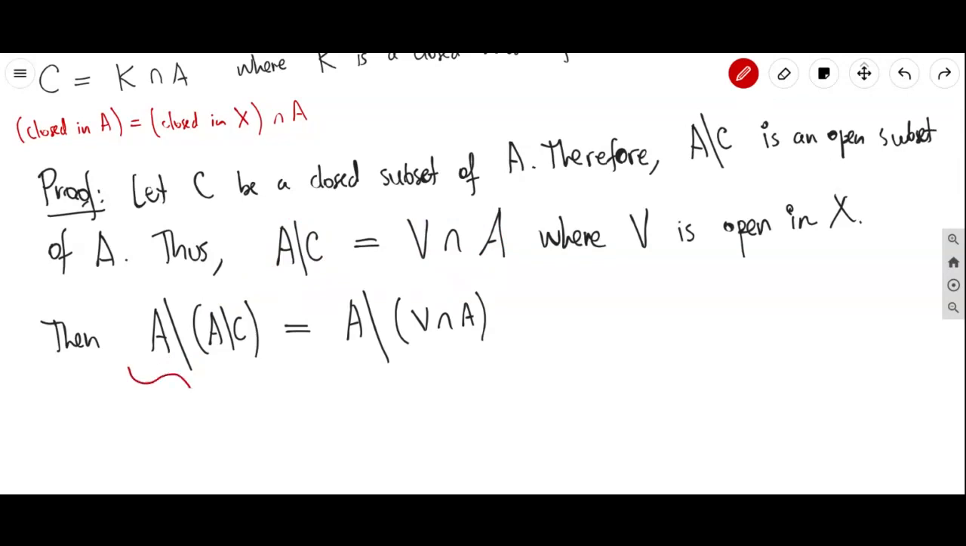Now this, that's just C. Right, that's just C. This is everything in A that's not in C, and then you're saying, well, what is not in A, but in C? So that's just C, right? So that's just the double complement returns you back to the original set.